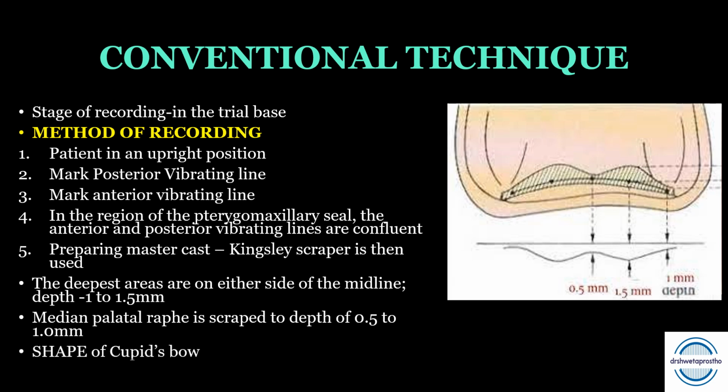Now, if we talk about the outline form of this posterior palatal seal, it will resemble the shape of a Cupid's bow. The posterior and the anterior border should be tapered and they should blend with the palatal tissues.